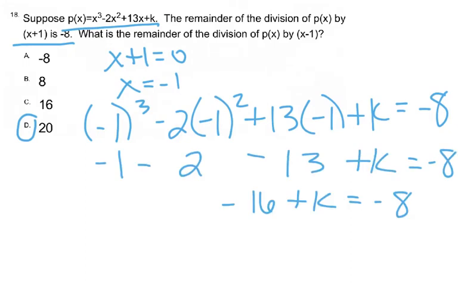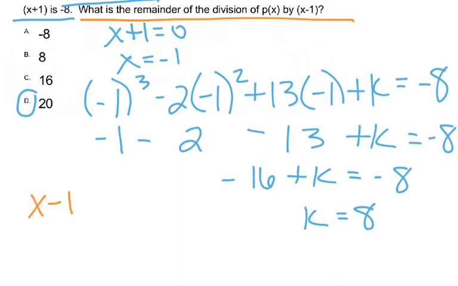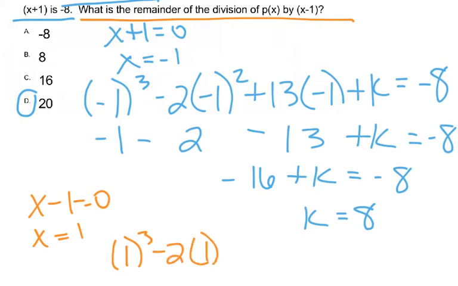Okay, so the last thing I need to do is add 16 to the other side, so I get k equals 8. Okay, that's not what the question's asking, but that's important to know. I want to know what's the remainder when I divide by x minus 1. So if I divide by x minus 1, then I'm going to replace all the x's with a positive 1. And because I know that k is 8, I'm going to plug 8 in for k. Alright, so I'm going to type all of this into the calculator, and that's going to give me my remainder. And I get 20, which is why the answer choice is D.